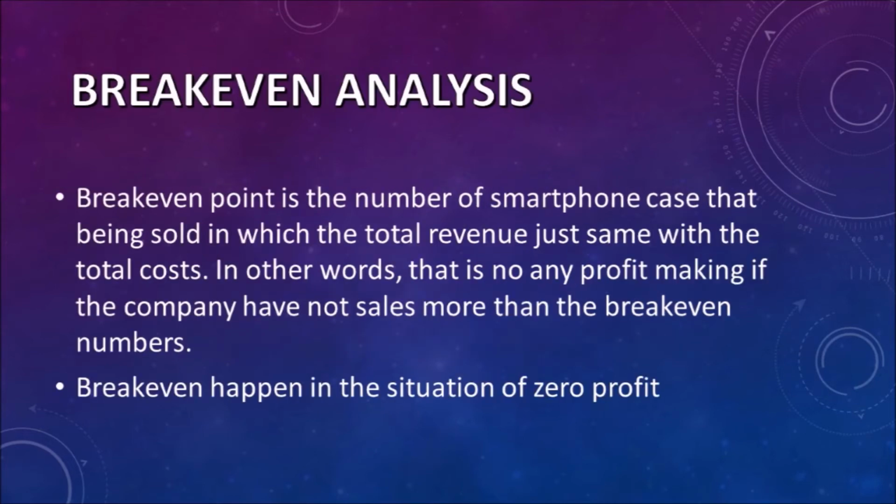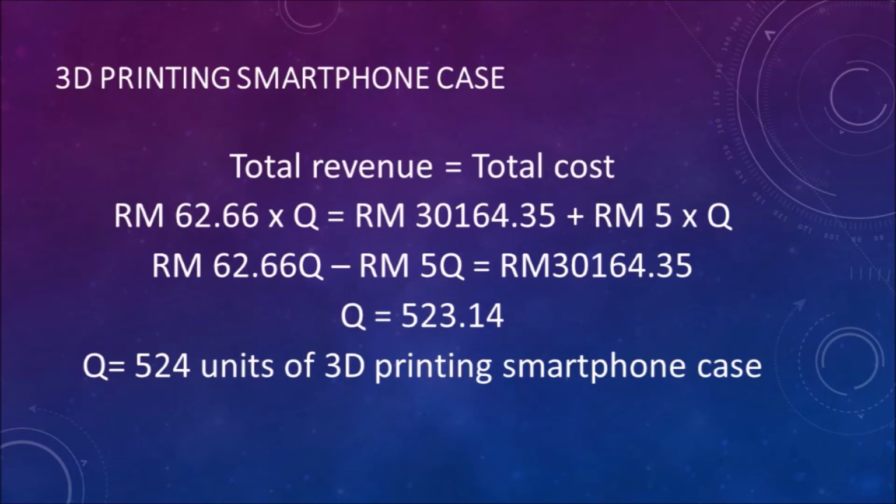Break-even point is the number of smartphone cases sold at which the total revenue is just the same as the total cost. In other words, there is no profit if the company has not sold more than the break-even number. Break-even happens at the point of zero profit. The 3D printing smartphone case. Total revenue equals total cost.